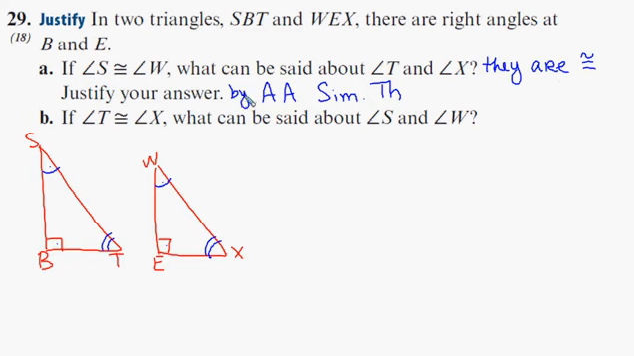Okay, so now we're going to back up and say if angle T is congruent to angle X, I'm going to use a different color this time. If angle T is congruent to angle X, what can be said about angle S and angle W? Well, same thing. They would also have to be congruent. Congruent by angle-angle similarity theorem. And that's that.